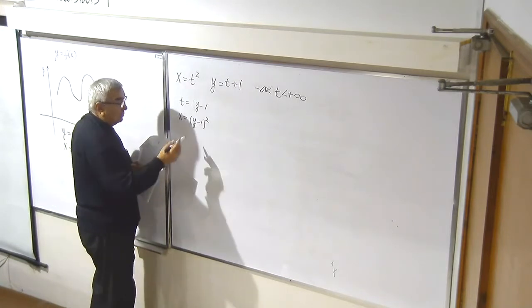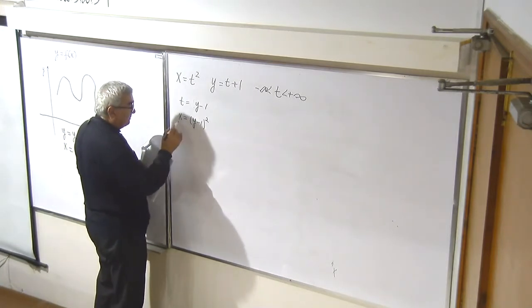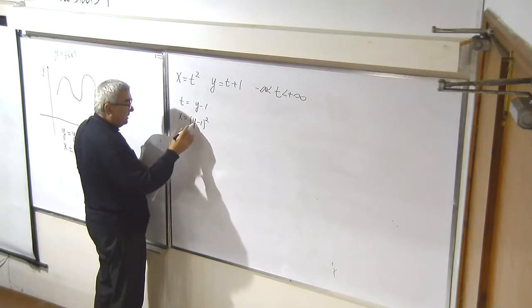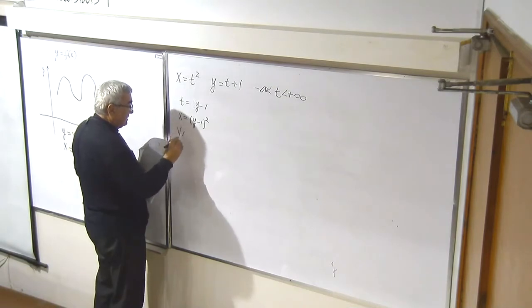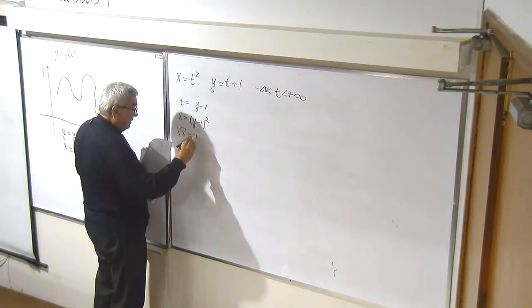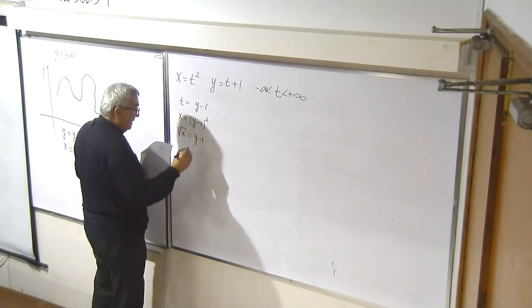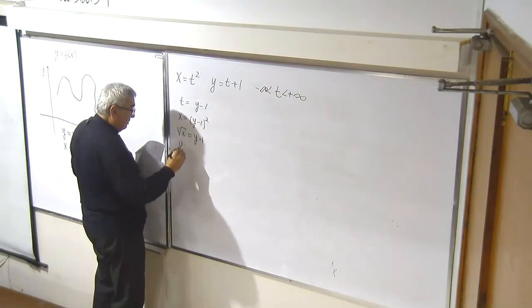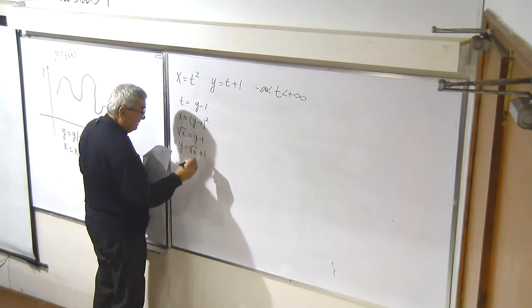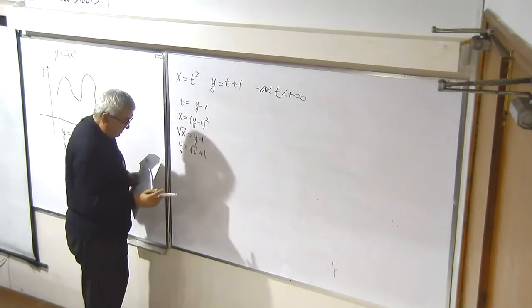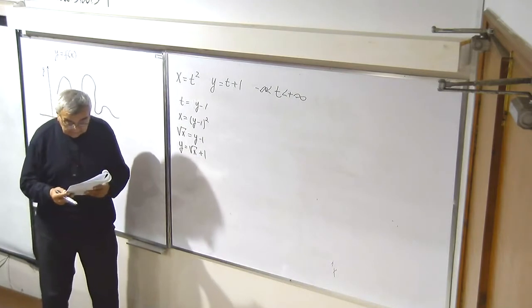That means this is the inverse function. If you want to find the direct function, y, you take the roots from both sides. Here will be y minus 1, and therefore y should be equal to the square root of x plus 1. But this also defines the inverse function.